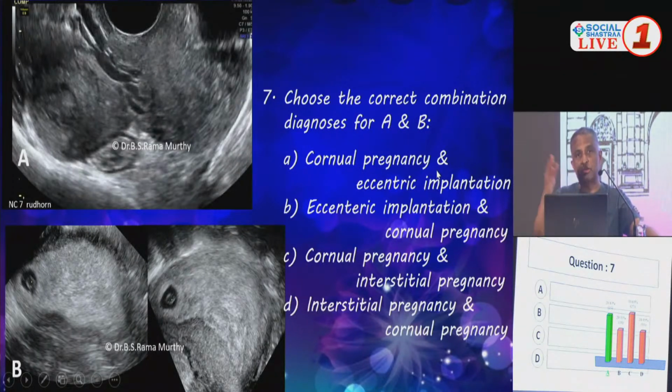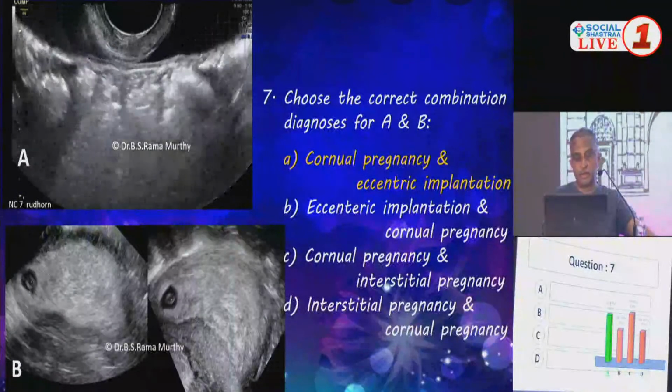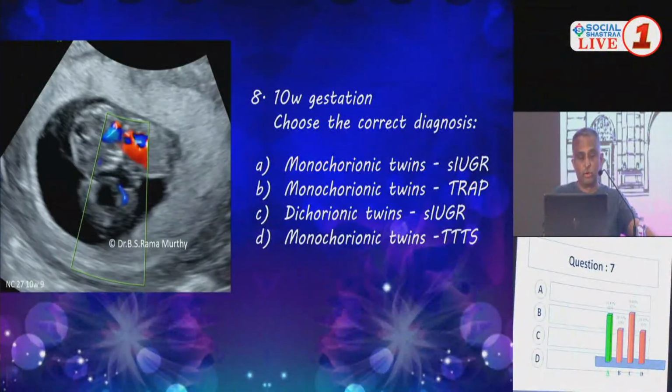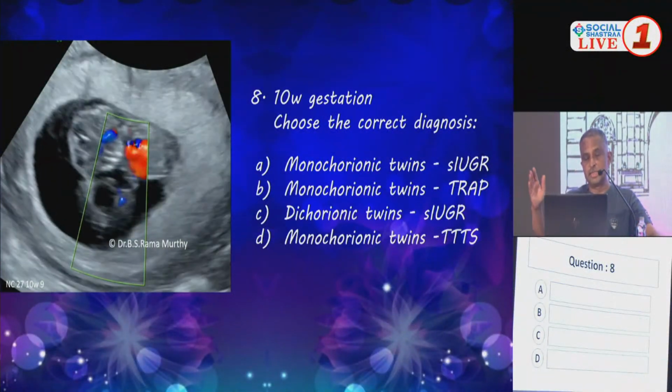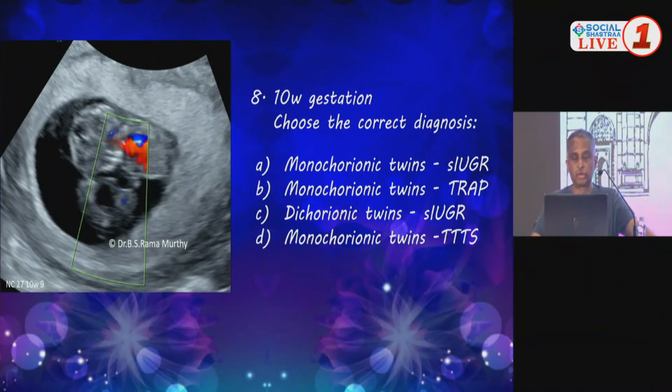I'm sure most of you would have got it, but some of you could have had confusion regarding the terms. So the correct choice is cornual and eccentric pregnancy, right? So we leave this, go to 8. This also is an easy one. Here is a 10-week gestation. Choose the correct diagnosis.